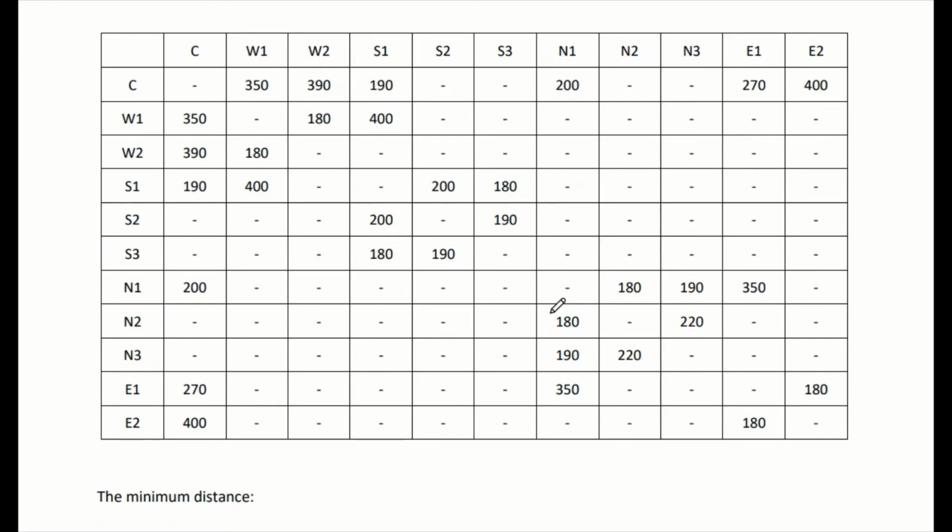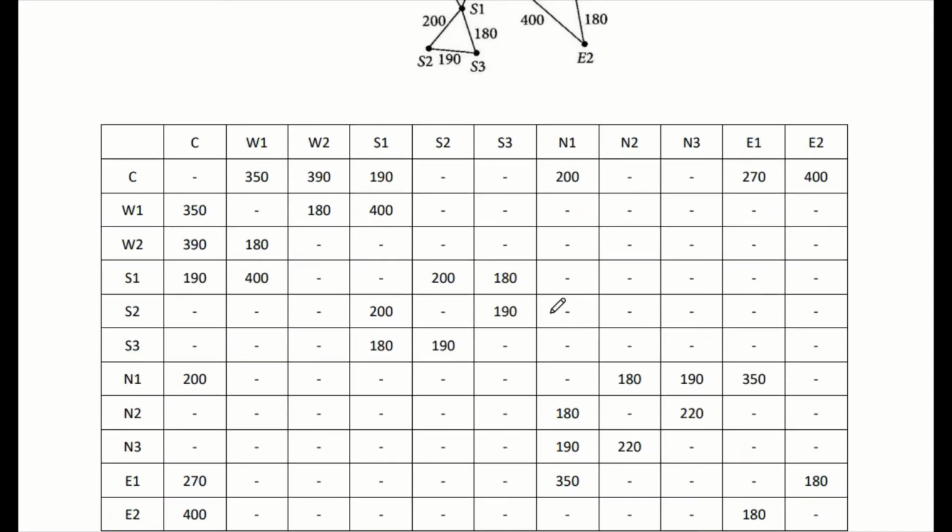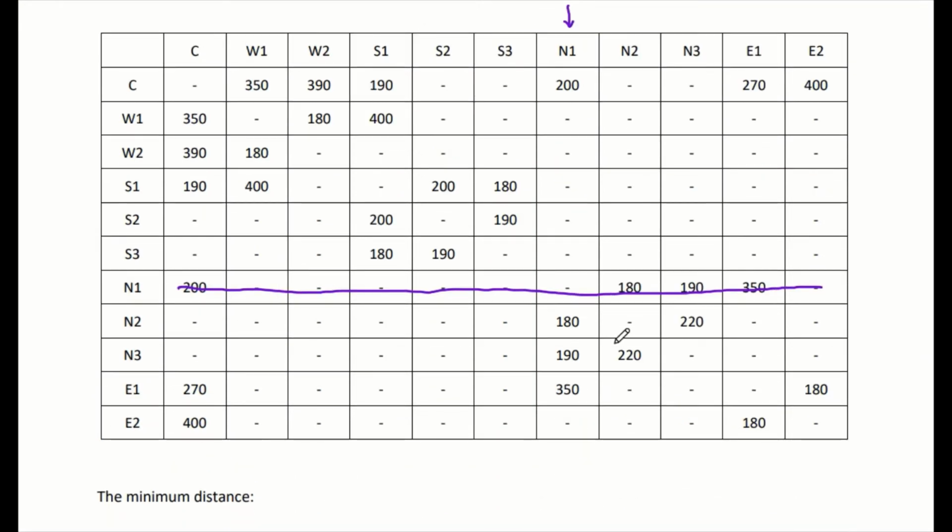Okay, so the first one, same thing, we pick any one that you like. In this case, we start from N1, just to prove that you can start from anywhere. If we start from N1 and we don't want to go back to N1, then cross out, strike through everything in N1. So we look at those adjacent to N1. We have 200, 180, 190, 350. So 180 is the minimum, which means in this case we are choosing N2.